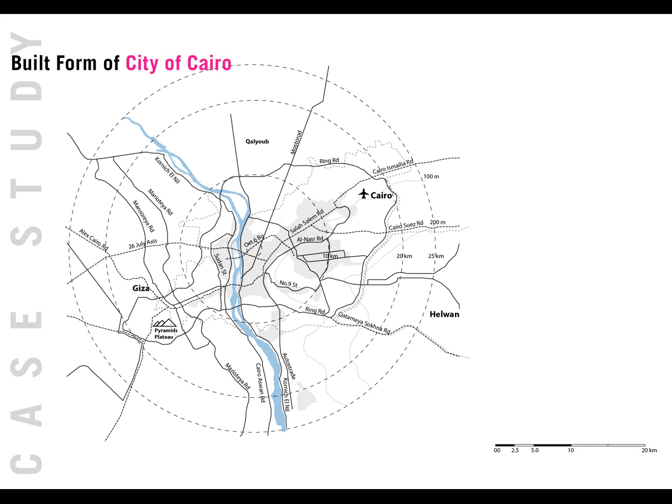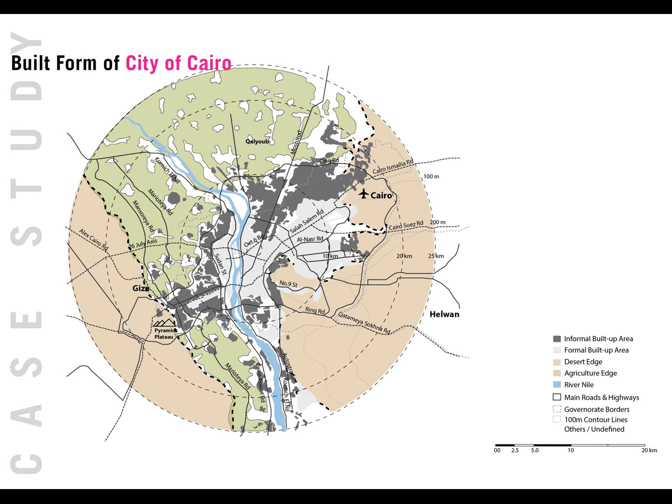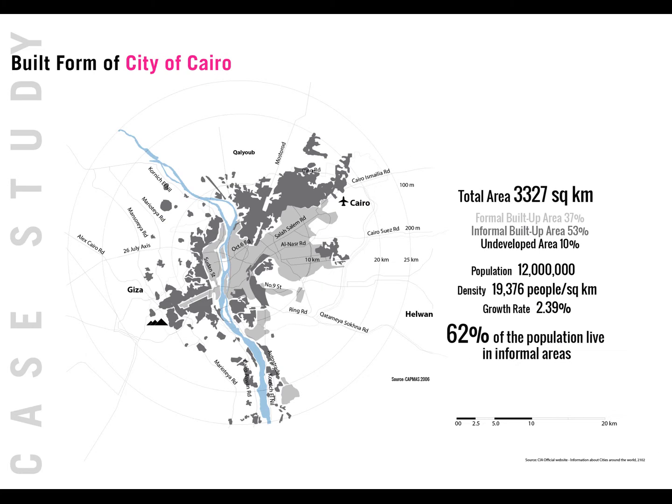For the purpose of the research, it was essential to look at Cairo as a whole and unveil the different layers of the city: formal, informal, agriculture-edge, and desert-edge. Cairo alone has a share of 12 million persons with a growth rate of 2.39% and a density of nearly 19,000 persons per square kilometer. 62% of this population resides in informal settlements.